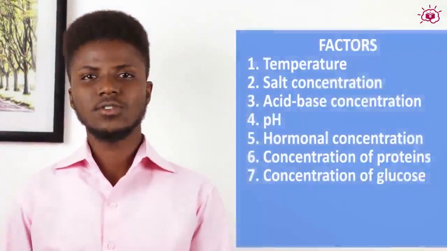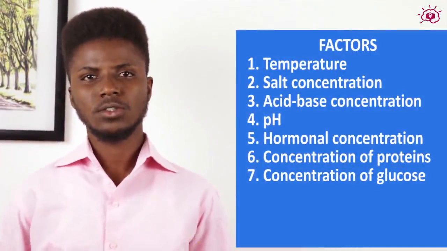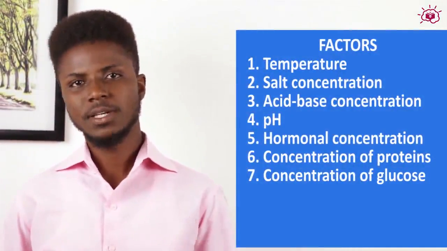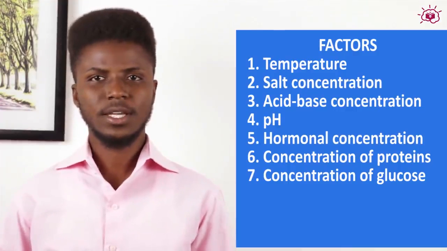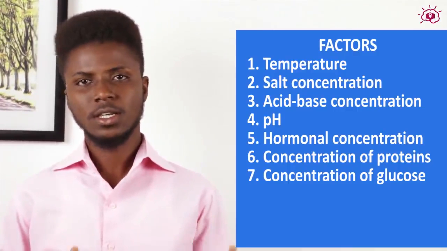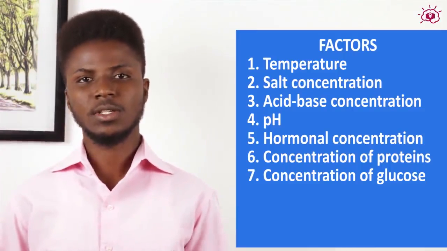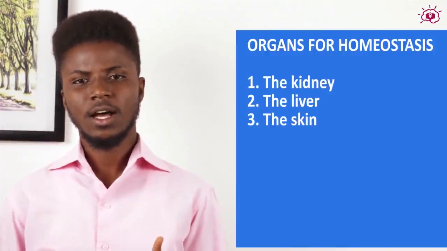Now, factors that need to be kept fairly constant include temperature, salt concentration, acid-base concentration, pH, hormonal concentration, and concentration of proteins in the body. Also, concentration of glucose in the body has to be kept fairly constant. And there are three major organs responsible in maintaining this balance, and they are the kidney, the liver, and the skin. Now we are going to be discussing the kidney.